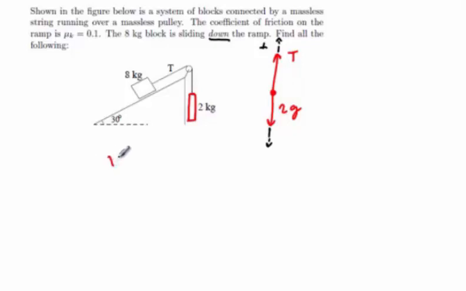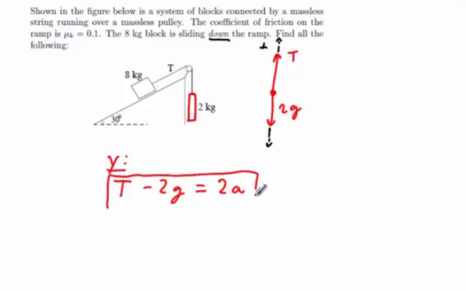The y equation for the 2 kilogram block is tension in the plus direction, 2g in the minus direction. That's the sum of all forces. The sum of all forces is m times a, and indeed the 2 kilogram block is accelerating. Since this expression has 2 unknowns, we place a box around it and save it for later. What we have not done yet is analyze the 8 kilogram block.